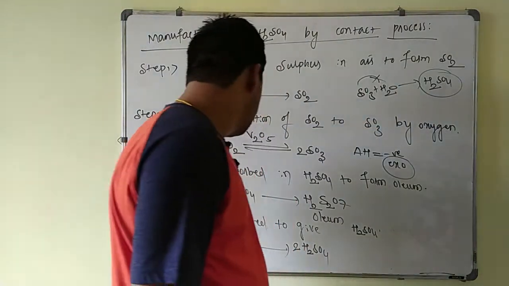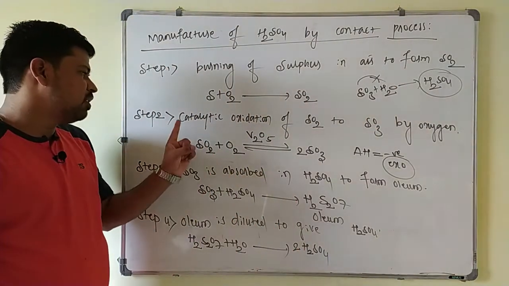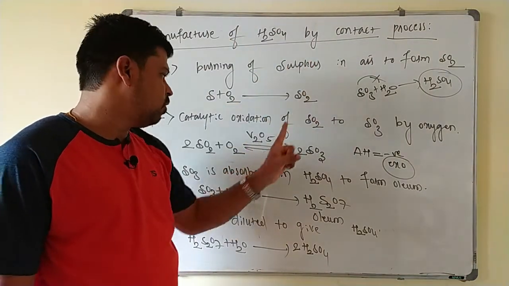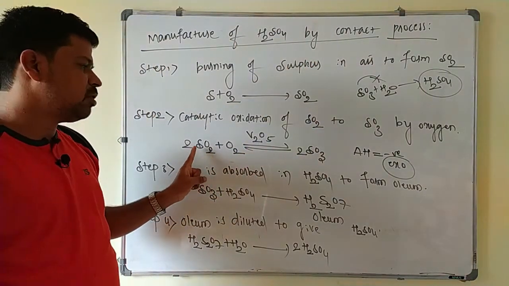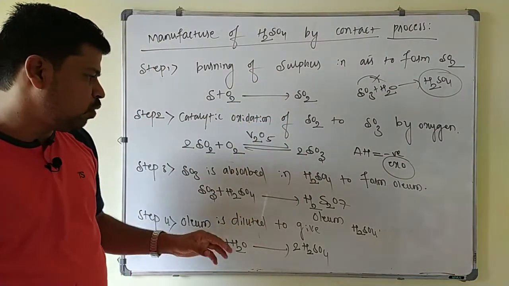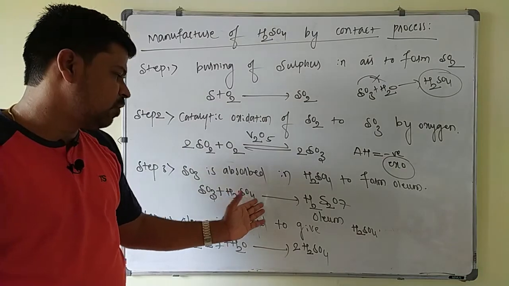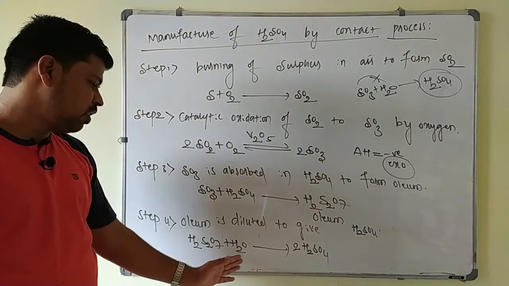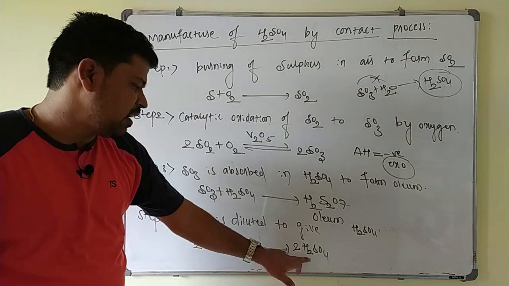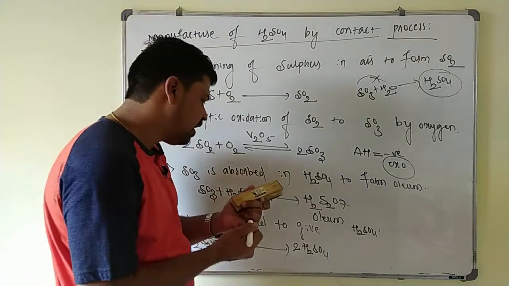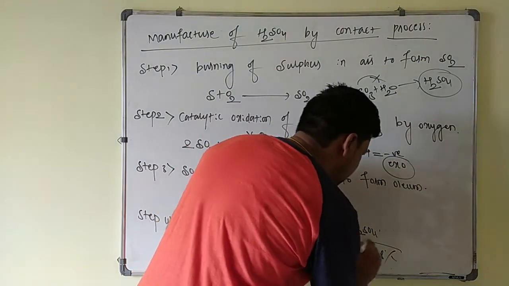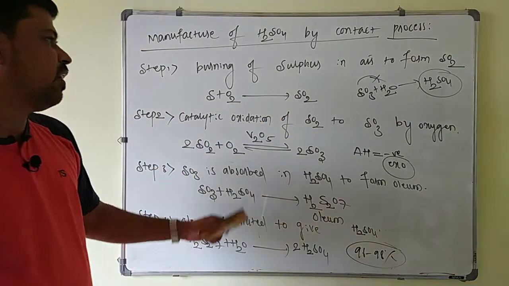Mainly in that one you have to concentrate on what? This step. This is the key step in the manufacture of H2SO4, that is nothing but catalytic oxidation of SO2 to SO3. Once you get SO3, directly you will get H2SO4. Just by adding to H2SO4 you will get oleum. Oleum is diluted with water to give H2SO4, that is sulfuric acid, and here 96 to 98% pure sulfuric acid is obtained. Okay, I will write that question.